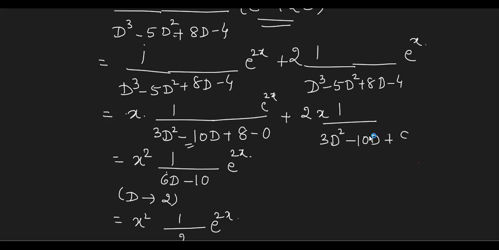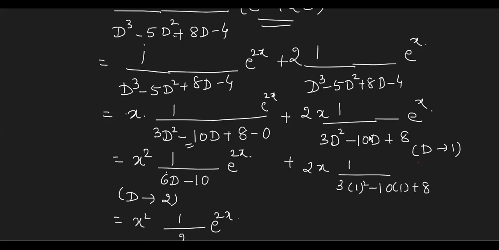Now it will not become 0. Just check. Replace your d by 1. It will not become 0. 2x times 1 upon d, replace it by 1. So this is 3 into 1 square, 3, minus 10 into 1. Yes, it is not 0, correct?